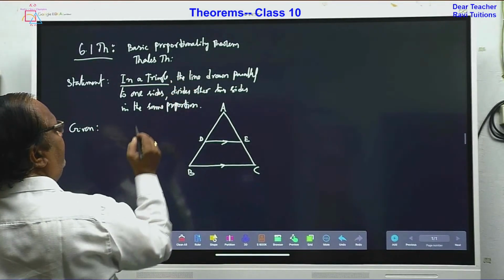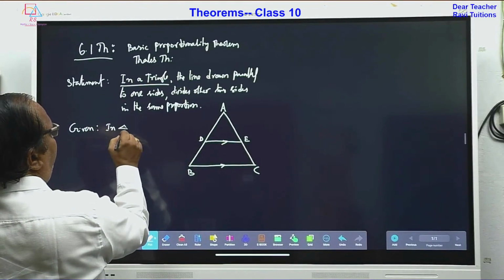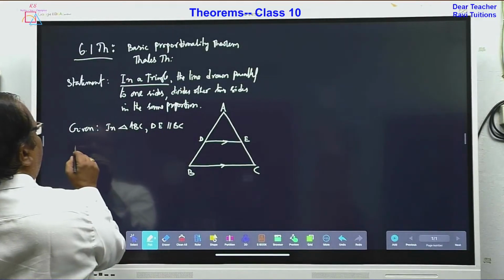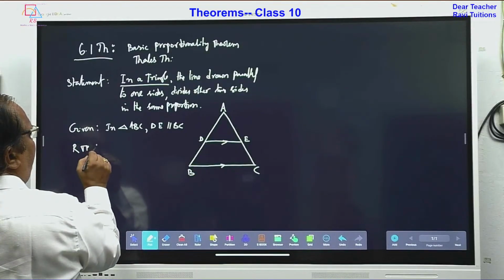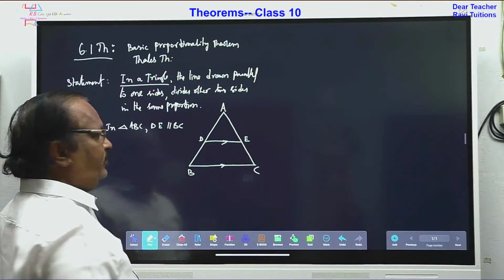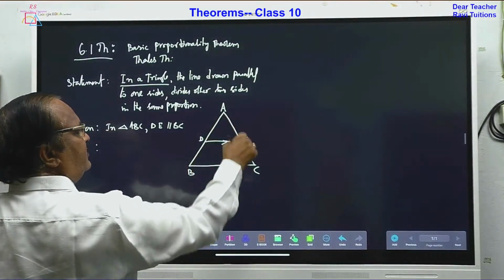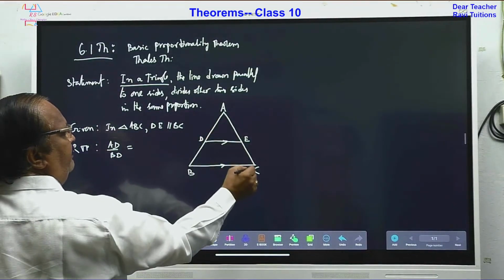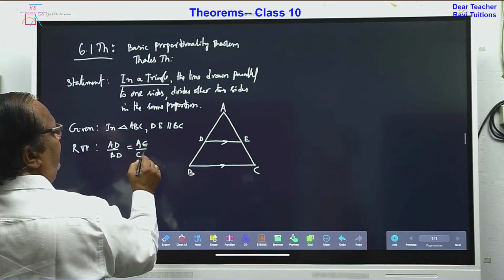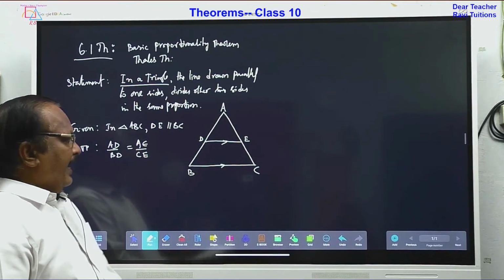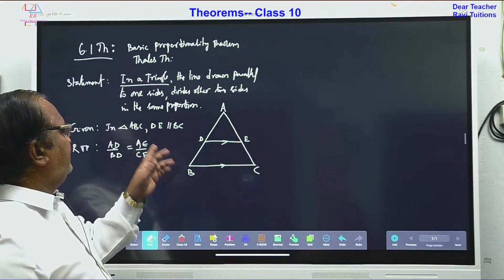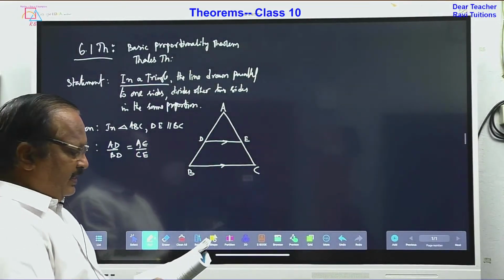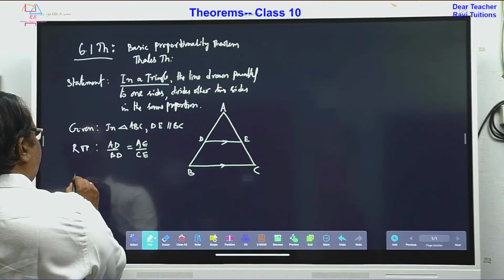Because he has given only the statement, given: in triangle ABC, DE is parallel to BC. That's it. He has not given anything else. Now RTP, required to prove. The line divides the other two sides in the same proportion. That means AD by BD is equal to AE by CE. Actually we should write ratio, but this is also a ratio. This is RTP.